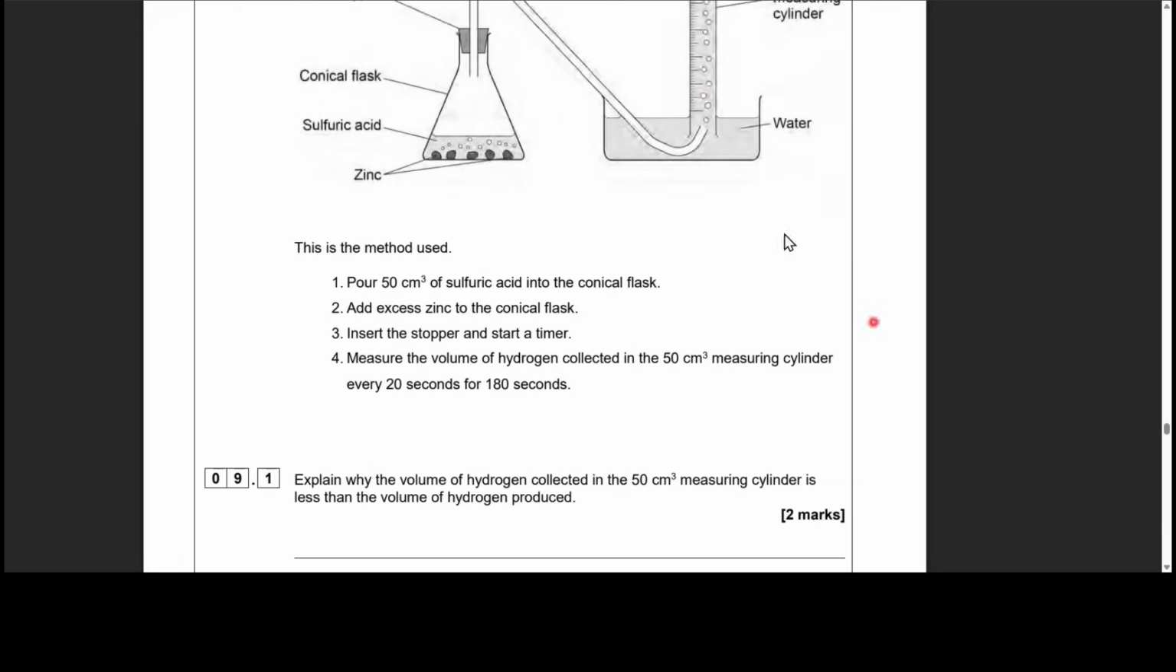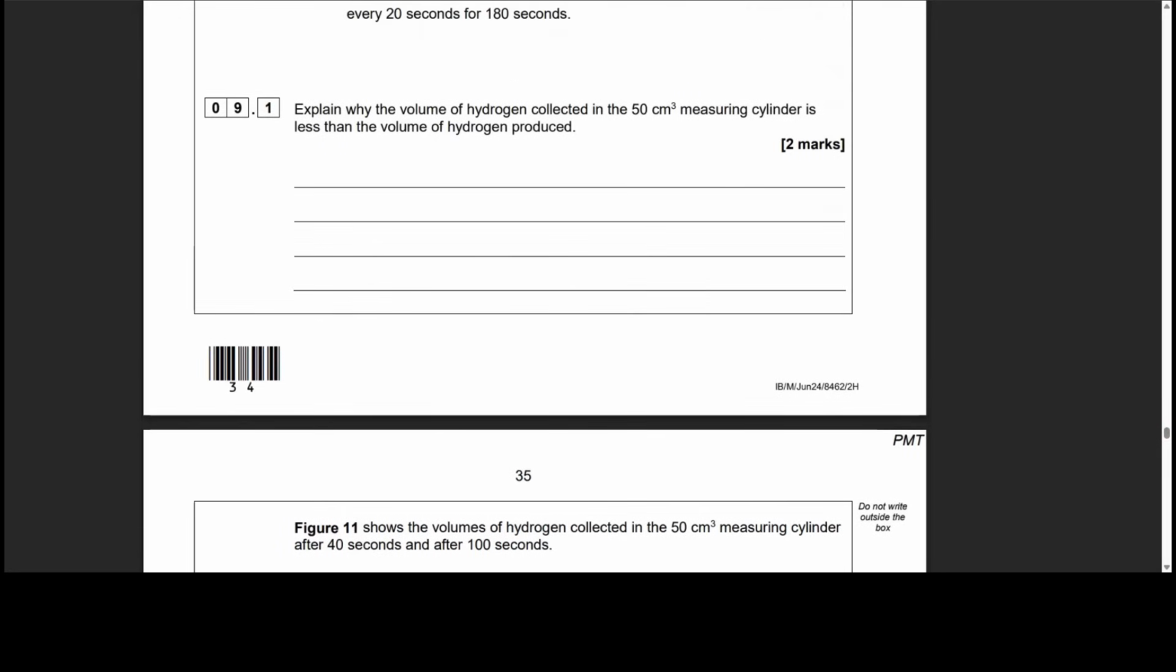So there might be other possible answers. We might be able to say some of the hydrogen gas dissolved in the water, potentially, but we shall see. So I'm going to put both just in case. So I'm going to say some of the hydrogen gas escaped while they put the stopper in.